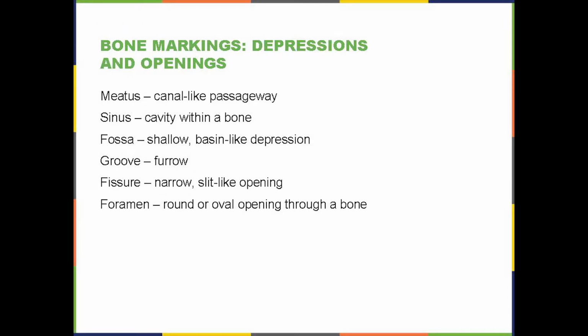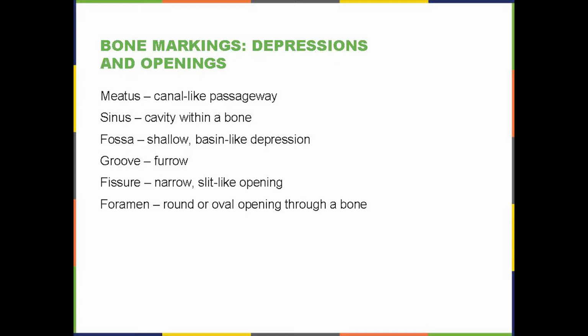Further things, the meatus is a canal-like opening like we have in our ear. That's the temporal meatus in the temporal bone. It's our ear canal, basically, the bony portion of it. A sinus, we all know where sinuses are because a lot of us have sinus infections from time to time. They lighten up the skull. The fossa is a shallow basin-like depression. There's grooves, there's fissures, there's foramen. Foramen means anything that's an opening.